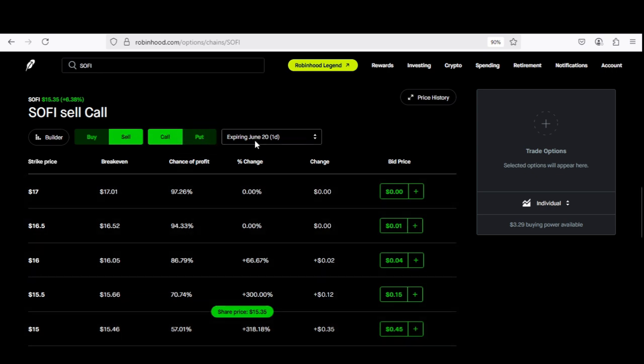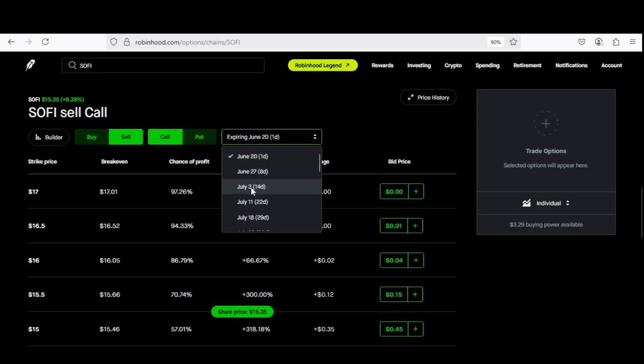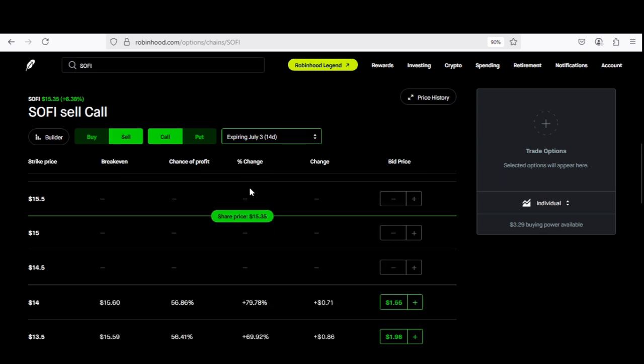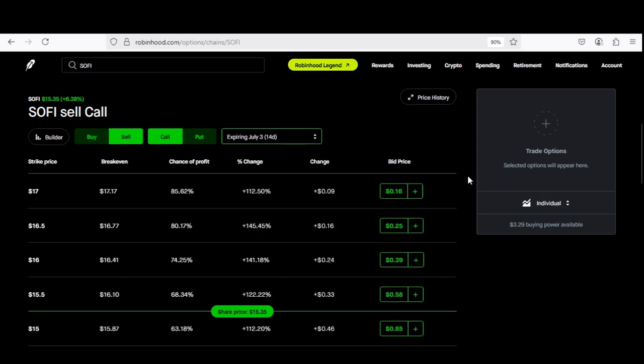So what we're going to do now, we're going to go over to sell, we're going to go to call, we're going to choose our expiration date. The expiration date is going to be July 3rd, and that gives you 14 days to expiration. Once again, the reason why you're going for the short expiration date is because you're trading with a small account. When trading with a small account, you need to build up cash flow in order for you to grow your small account.